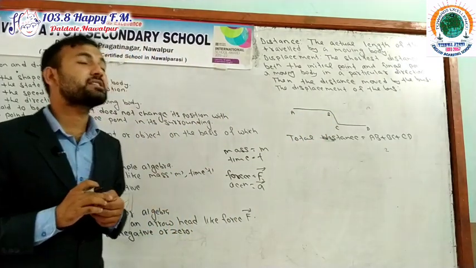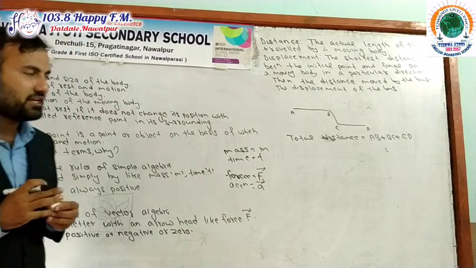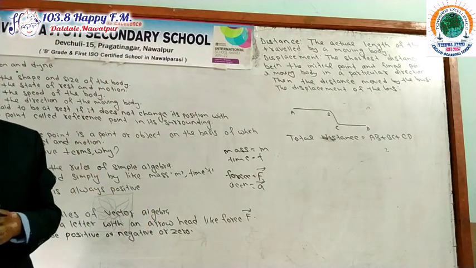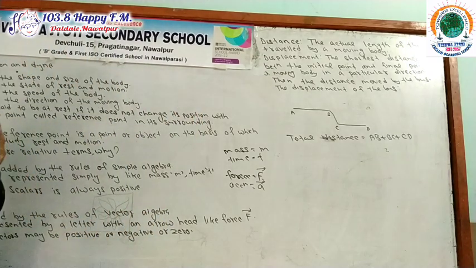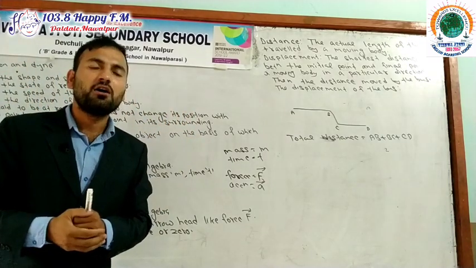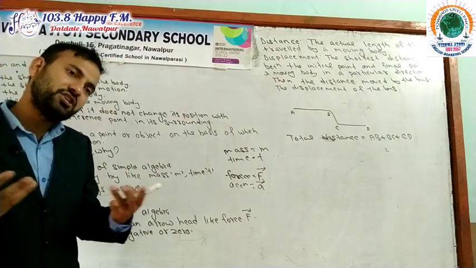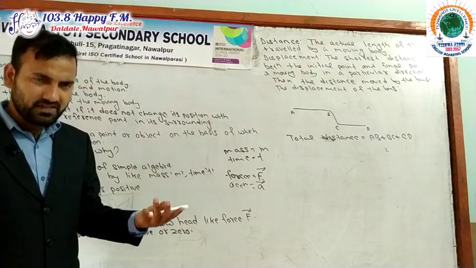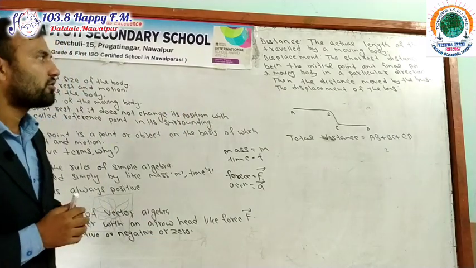What is displacement? The shortest distance between the initial point and final point of a moving body in a particular direction is known as displacement. It is also denoted by S or D. Its SI unit is also meter, but it is a vector quantity.